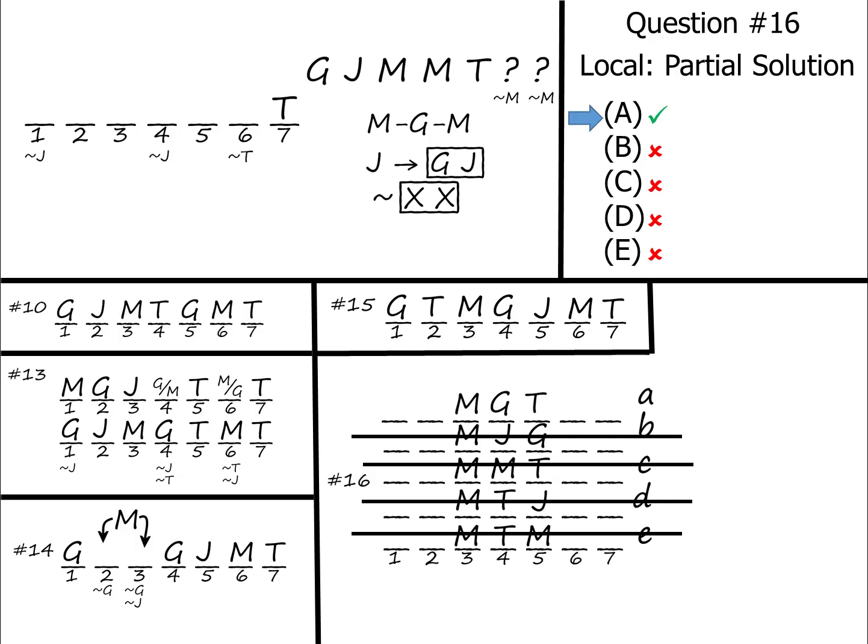We could even fill in the rest of the things that would be in answer choice A. You know the last one has to be a T. You know that you have to have a GJ somewhere, so it'll have to be up front. Then that last one would have to be your second M. So it'd be GJ, M, GT, MT.